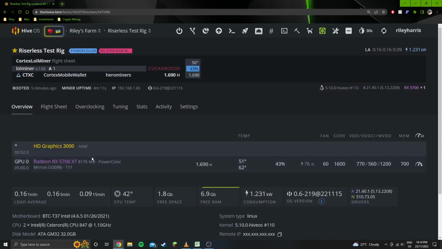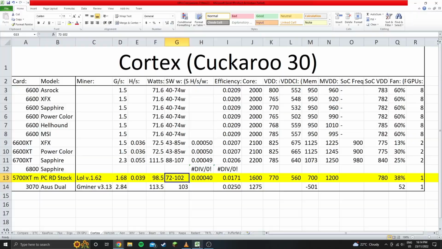And I'm back and we are testing the same card, 5700 XT, on Cortex. We're currently getting 1.69 hash. It's about 1.68 on average, I found. 1.66 now, but I'm going with 1.68 on average, at an average of 98.5 watts.